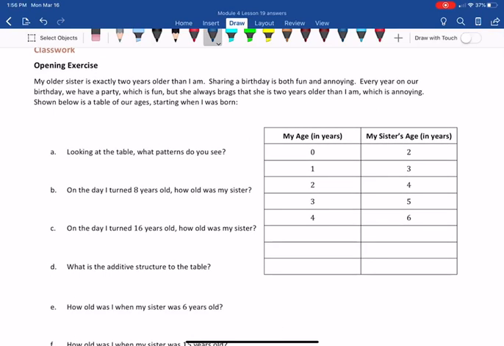So it says, my older sister is exactly 2 years older than I am. So we share a birthday and both fun, but it's also annoying. So every year on our birthday, we have a party, which is fun, but she always brags that she's 2 years older than I am, which annoys me. So I want you to show our ages in the table, starting with when I was born. So this column is going to be when I'm born, and over here is going to be where my sister is versus how old I am.